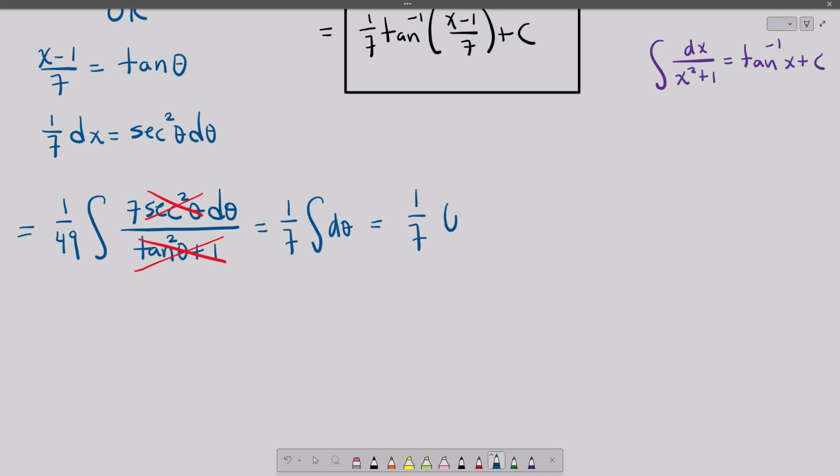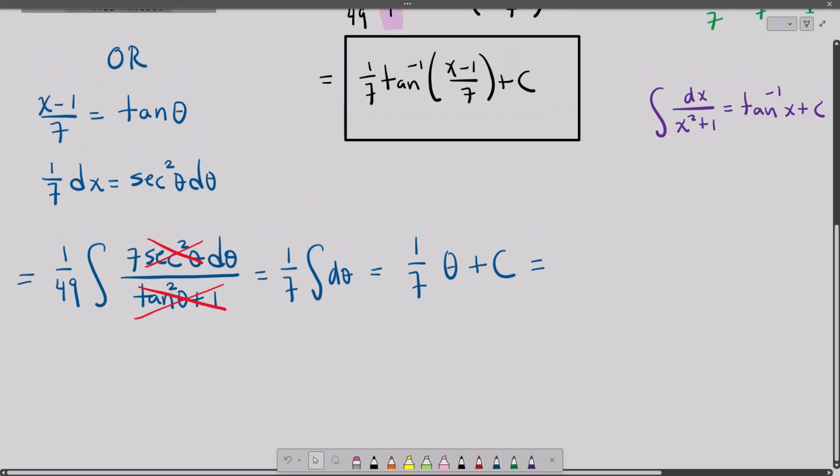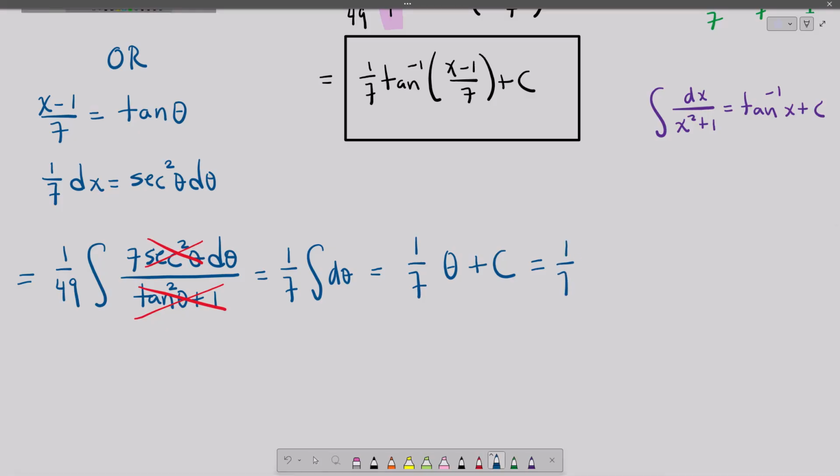When you integrate d theta, you get theta. But theta is equal to, if we come up to our initial substitution, the inverse tangent of the other side there, so x minus 1 over 7, plus c, which of course is the same answer. So if you don't see that you have the basic setup for whatever the arc function is, you will always end up with this integral of d theta, and it will come out anyway. It's sort of the easiest type of trig sub. You end up with just an integral of d theta.